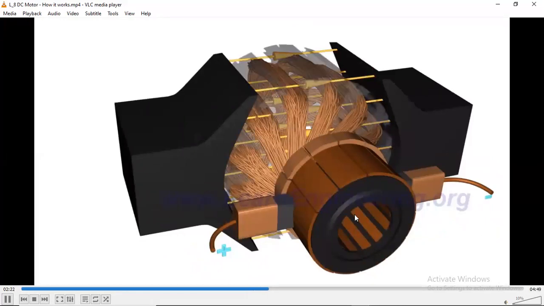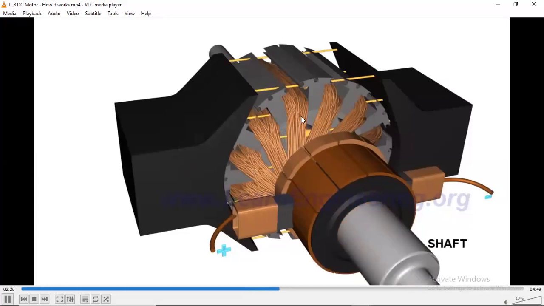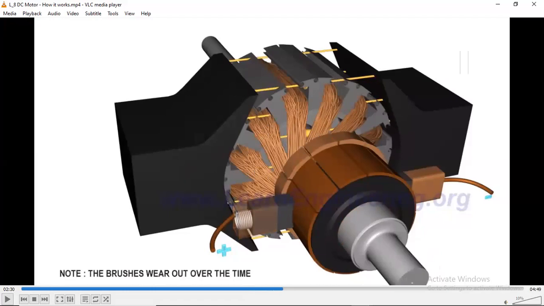So here you can see this is the armature and this is the field of the permanent magnet. There are two ways to provide the field: by permanent magnet or by electromagnet. This is the permanent magnet, meaning this is the north and south pole of the magnet, which forms the field. In between, the armature is rotated. Here you can see the field is a permanent magnet.